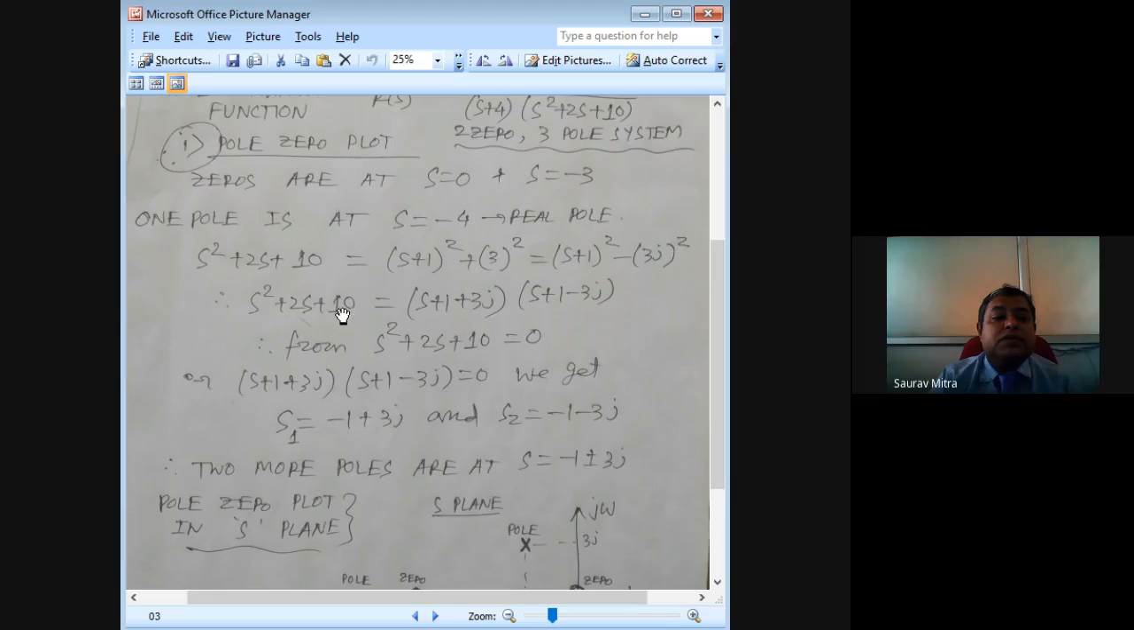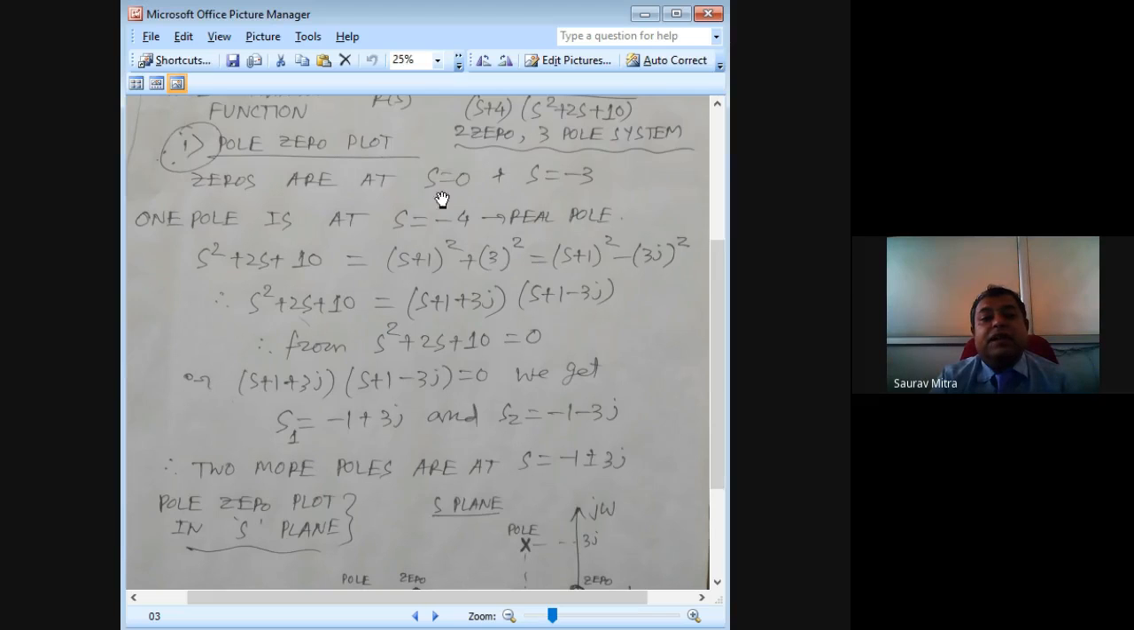Now s² + 2s + 10 becomes, so now this is s² − b². So this is (a + b)(a − b). So this is (s + 1 + 3j) and (s + 1 − 3j). So this is one very important way of finding the roots in the complex domain.